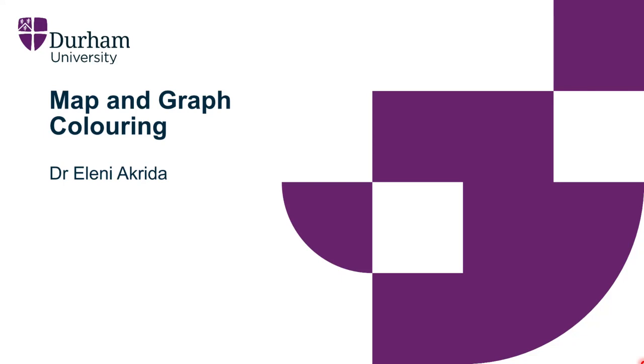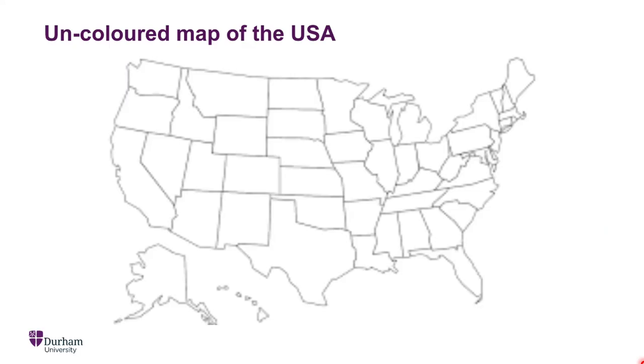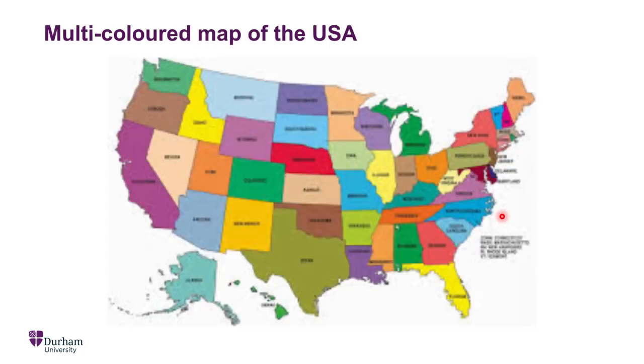I'm an assistant professor in computer science in Durham, and today we're going to talk about map and graph coloring. I presume you're familiar with how we color maps in general in a way that neighboring regions of the map are distinguished by using different colors. For example, here you've got an uncolored map of the United States of America, and here you have a multicolored version so that states that share a border have different colors.